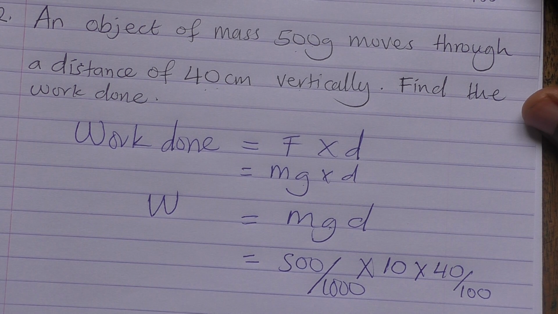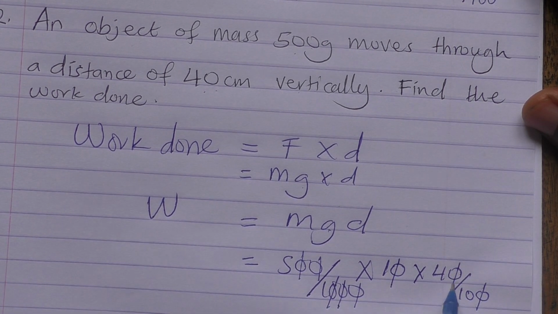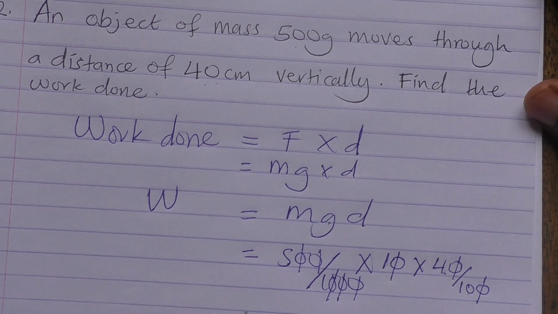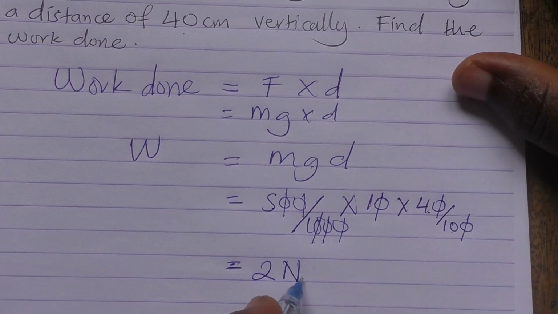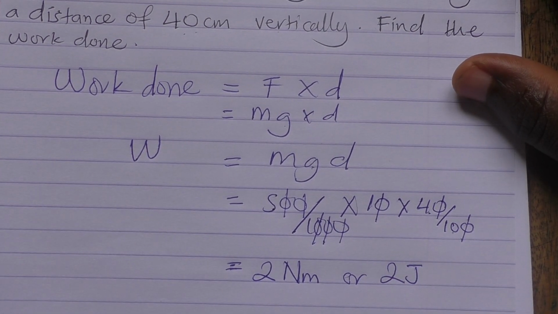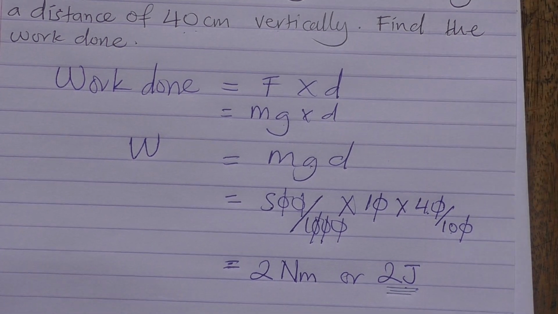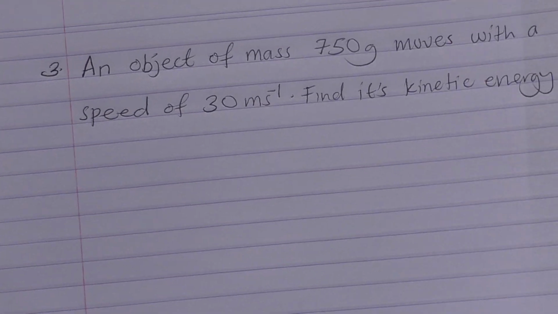So we can reduce. 5 times 4 gives us 20. 20 divided by 10 gives us 2. So the work done will be 2 newton meter or 2 joules. But it's better to write the SI unit, so you should use joules. That is our second example. Let us look at the third example.